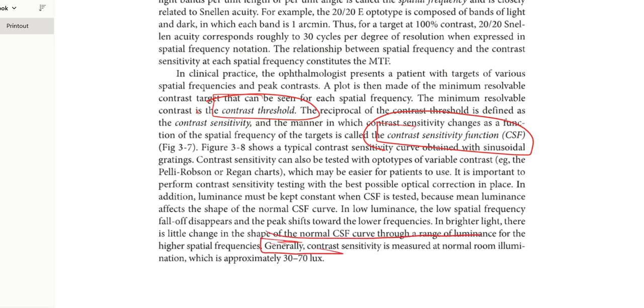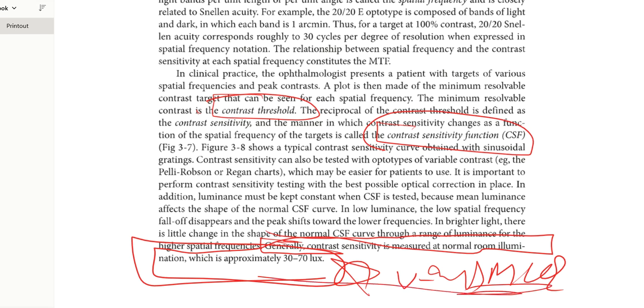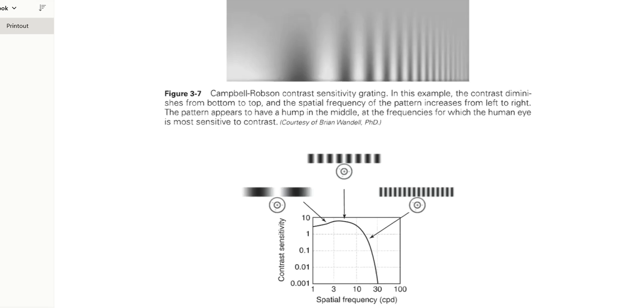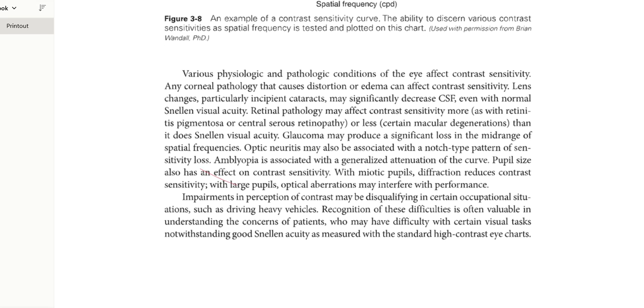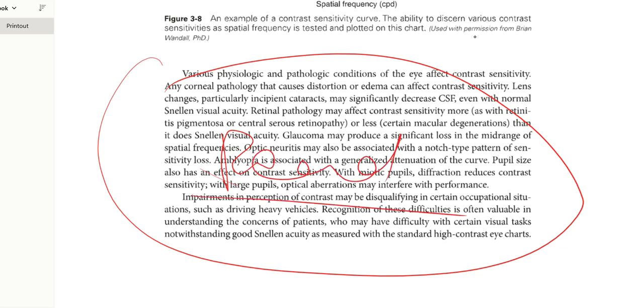Generally, the contrast sensitivity is measured at normal room illumination, which is approximately this value. This value was asked. Very important. Okay, MCQ. Again an MCQ. Please read it. This whole topic is very important. Just give a read. Not very much important.